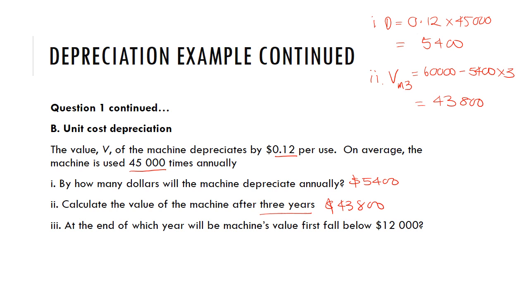And finally, calculate at the end of which year the machine's value will first fall below 12,000. Again, almost exactly the same setup as in part A of this question for flat rate. Our value is still 12,000, our initial amount is still 60,000, but our annual depreciation is 4,500 times N, and we're solving for N. In this case, we get 8.89. Now, we want to know at the end of which year, so we have to give a whole number. At 8 years, we won't quite have reached a depreciated value of 12,000, so it's at the end of the 9th year, or after 9 years.